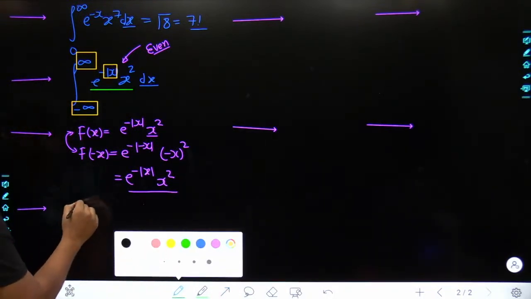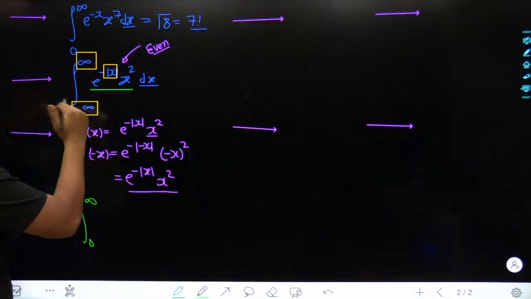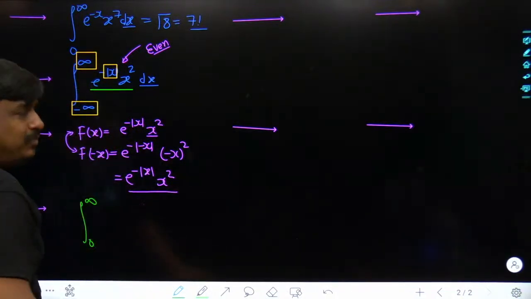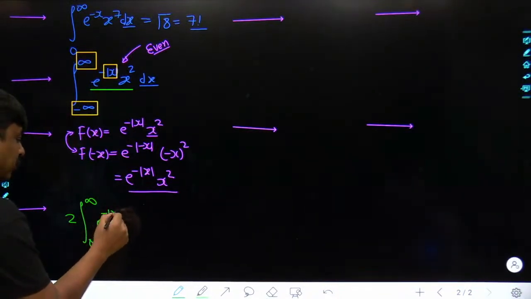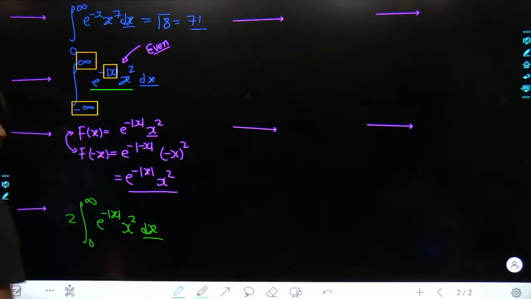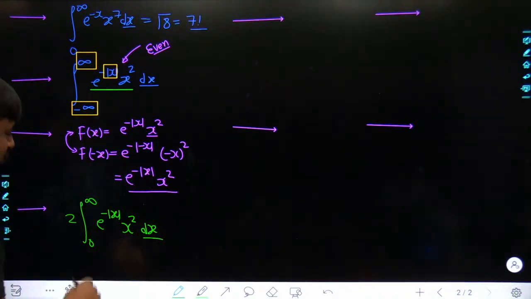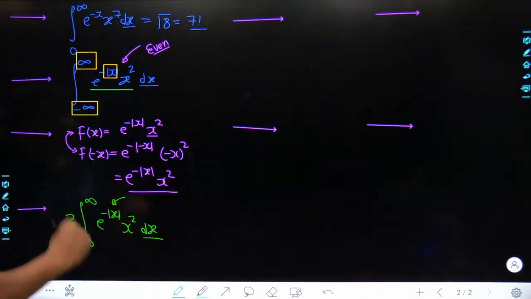I can write the integration from 0 to infinity, and as it is an even function, from minus a to 0 and 0 to a, it is going to cover the same area. So we can take 2 here, and it goes e to the power of minus mod of x, x square dx. And one thing is quite sure: for positive values of x, mod of x is simply defined as x itself.